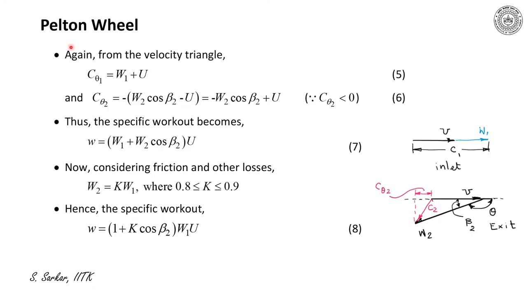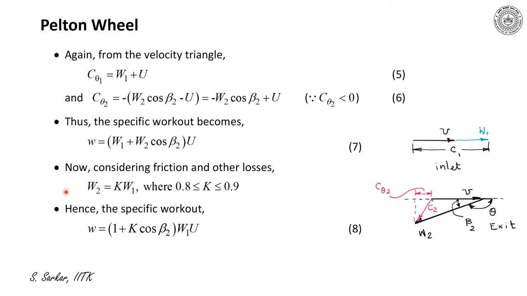Now from inlet velocity diagram, C theta 1 is equal to W1 plus U, and from exit velocity diagram, C theta 2 would be equal to minus within bracket W2 cos beta 2 minus U. The negative sign here is given because considering sign convention, C theta 2 is less than 0, or C theta 2 would be negative as it is in the opposite direction of U. So thus C theta 2 becomes minus W2 cos beta 2 plus capital U. Hence the specific work output would be small w is equal to within bracket W1 plus W2 cos beta 2 into U.